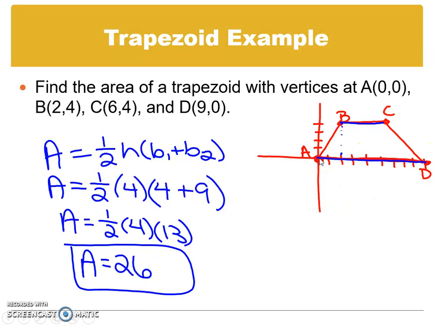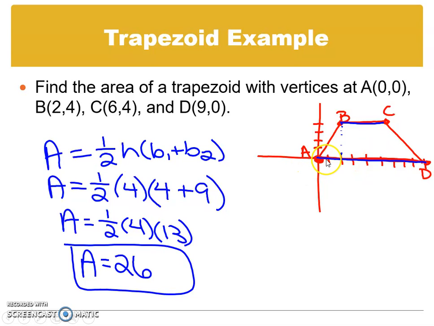So A is (0, 0). B is (2, 4), so put the B. C is (6, 4). D is (9, 0). So I want you to draw this. Pause the video and draw this. And then once you draw that, we're going to use the area of a trapezoid: half times height times base 1 plus base 2, using the units.